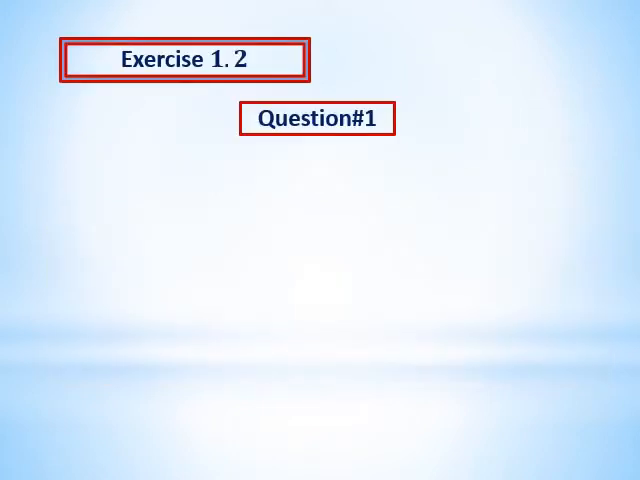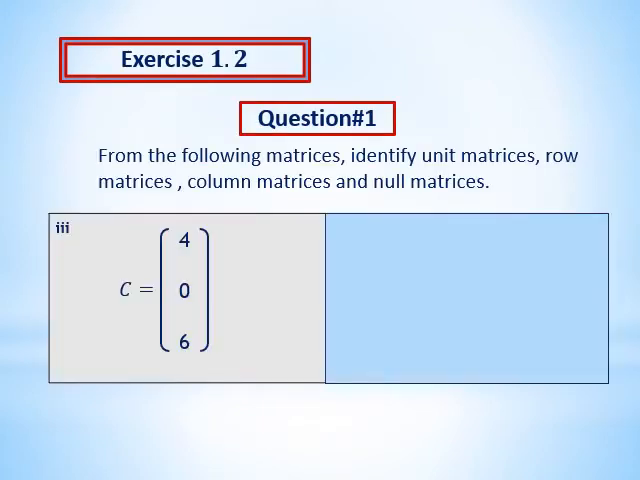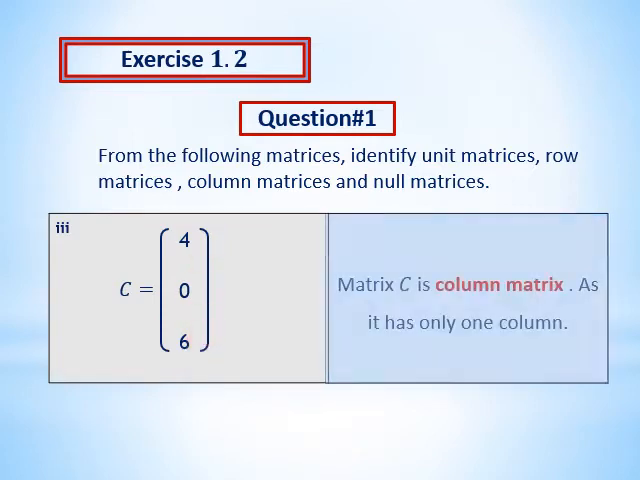Next, the same question, part 3, matrix C, and you can see that its entries are written in one column. It is only one column. So matrix C is a column matrix, as we know that if a matrix has only one column, it is a column matrix. So matrix C is a column matrix.